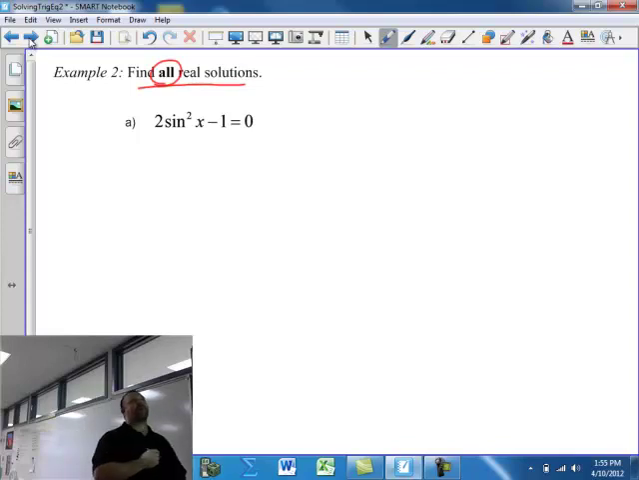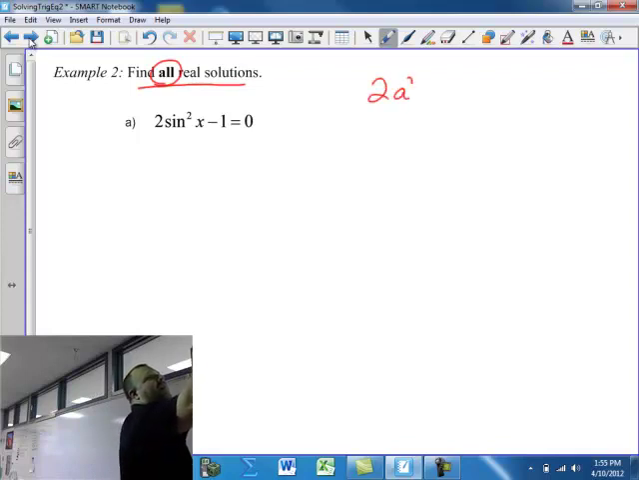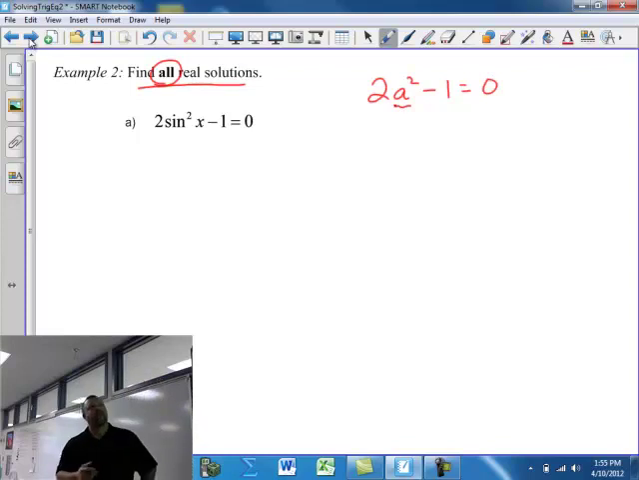In this problem, I have 2 sine squared of x minus 1 equals 0, and again, we'll go with this idea of changing the letter. If all I had was 2a squared minus 1, can't you just get a squared by itself?